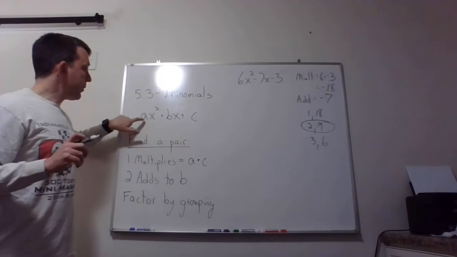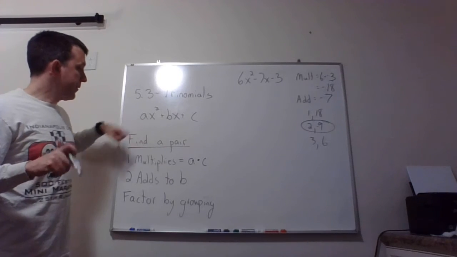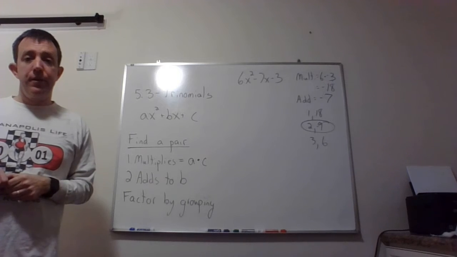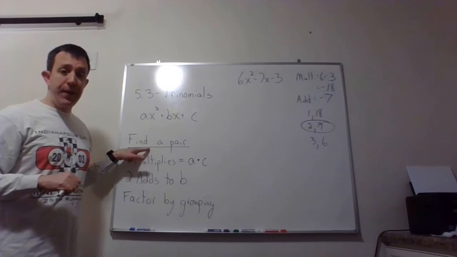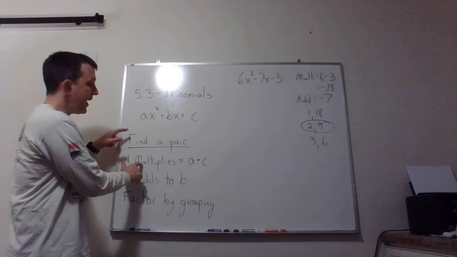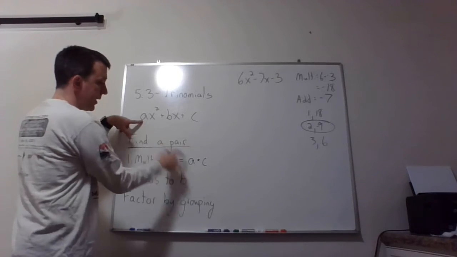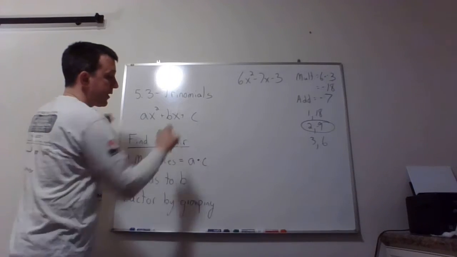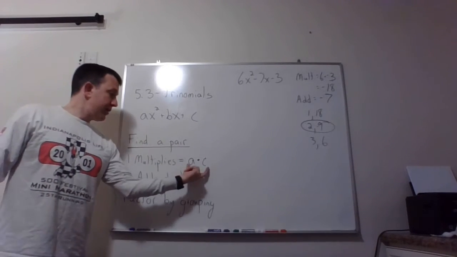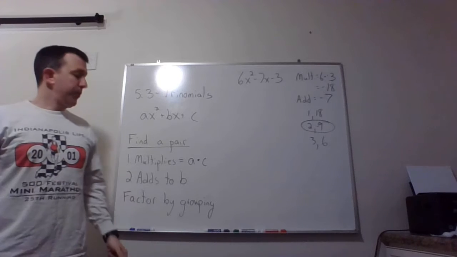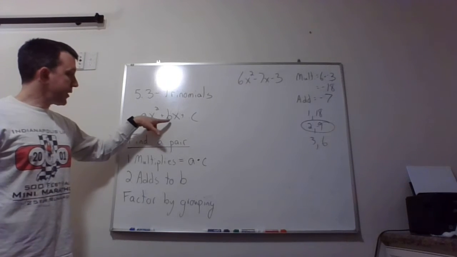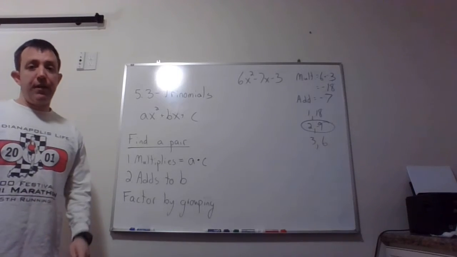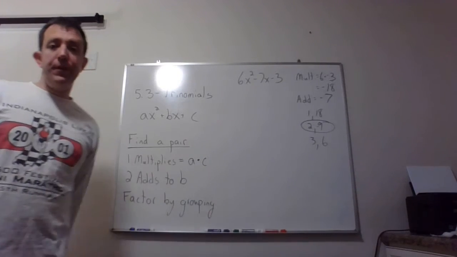So we're going to have a number here in front of the x squared, and that's going to be the difference. The process is going to start in a similar manner. We're still going to try to find a pair, but now it has to multiply to be the same thing as a times c, the number in front of the x squared and the number at the end. Whatever that is, that's what we need our pair to multiply to, and it still is going to add up to the number in the middle. At that point, we're going to factor by grouping. And we'll see how that works on this example.